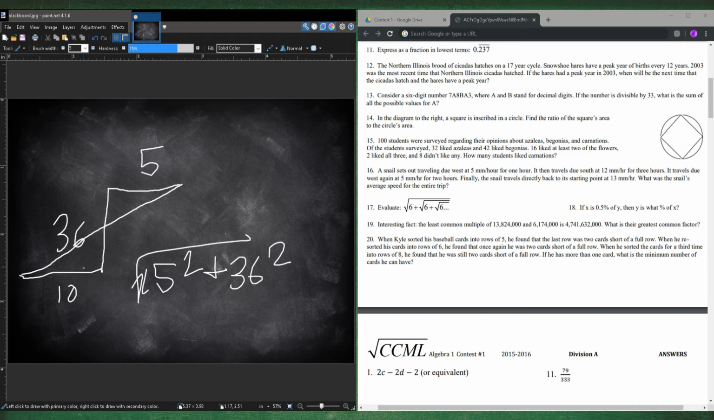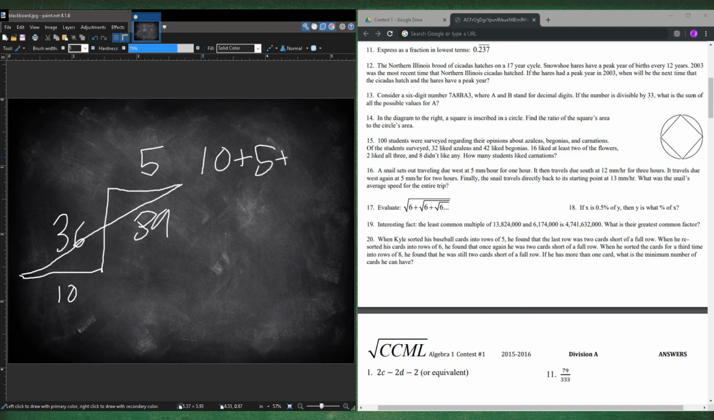So 15 squared plus 36 squared, square root is 39. So this is the entire length that he traveled along that diagonal, 39, at 13 millimeters per hour. So basically, how much is it traveling? It's traveling a total of 10 plus 5 plus 36 plus 39, all over time. So that's the total distance traveled over the time.